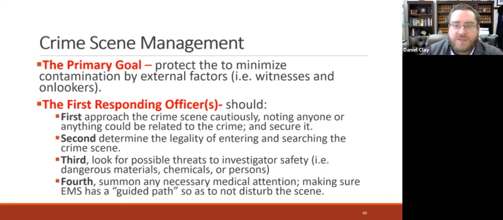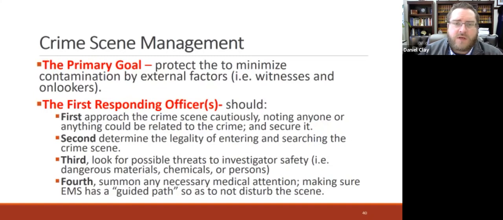Because what we do is we say, okay, the officer, when they went into the scene, they are an external factor, right? They have, by definition, contaminated the crime scene. We want them to, but by definition, they have. So their goal, again, is to minimize contamination. So they're going to retrace their steps, and when EMS arrives, they're going to have EMS come in the exact same way and the exact same path that the officers responded to, right?